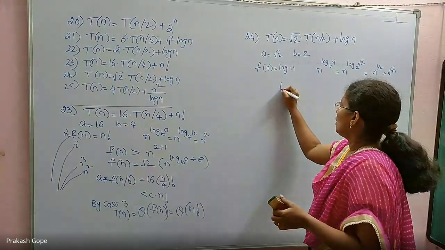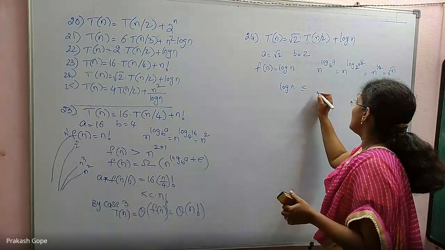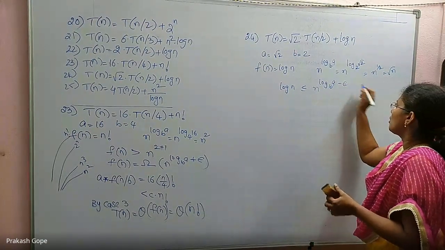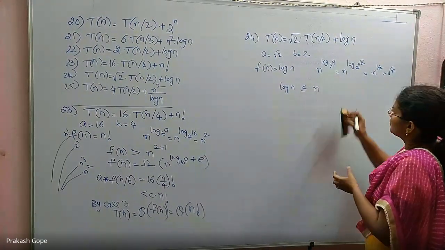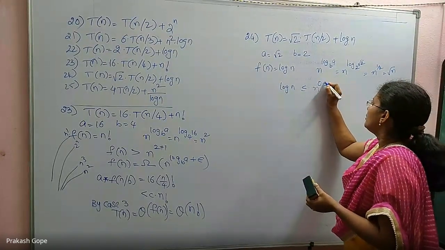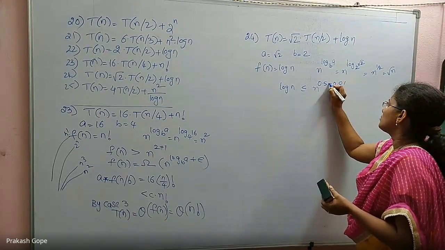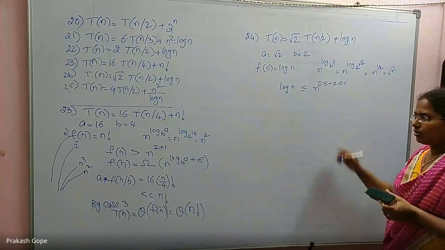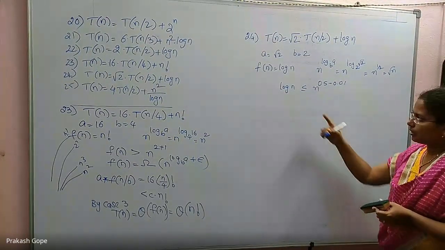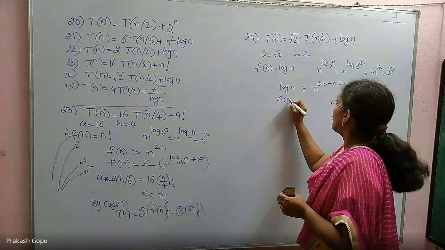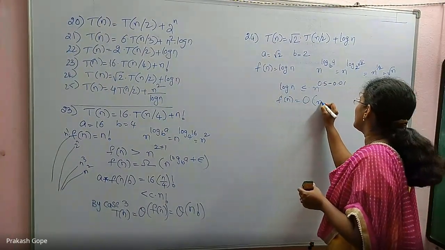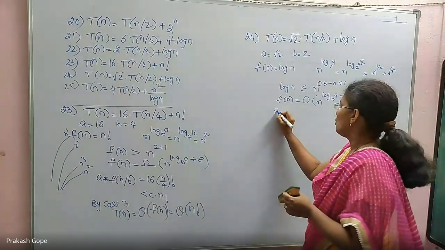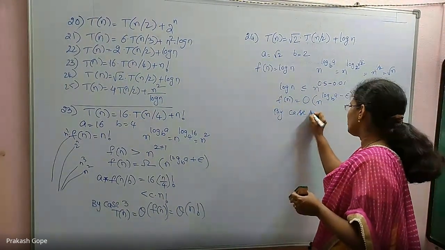So log n is less than or equal to n power log a to the base b minus epsilon, which means 0.5 minus 0.01, something like that. Still log n is less than or equal to. So f of n is equal to big O of n power log a to the base b minus epsilon. So it's coming to case 1.